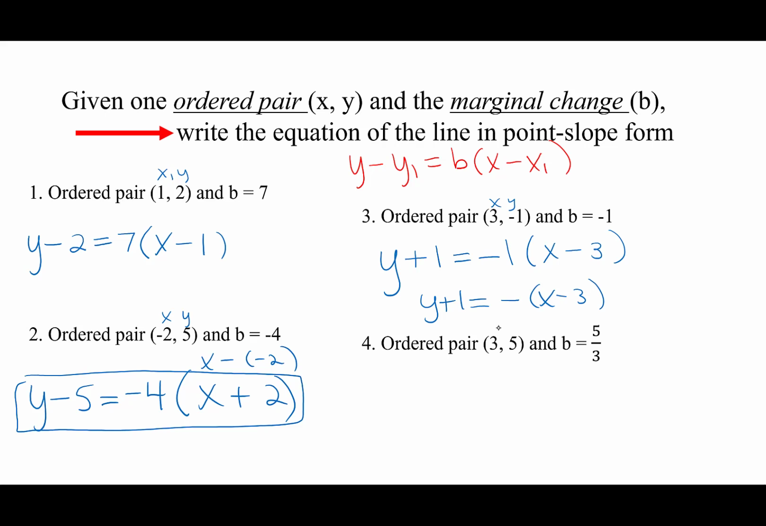Number 4, the ordered pair is 3, 5, and the marginal change is 5/3. So the equation in point-slope form would be y minus 5 equals 5/3 times x minus 3.